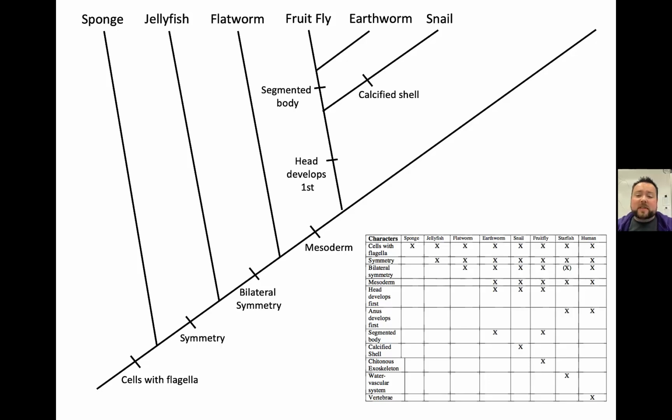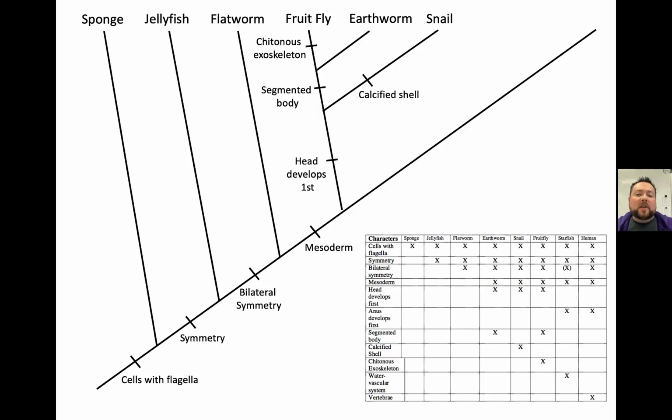But there are still some additional differences. So when we take a look at the earthworm versus the fruit fly, they both have segmented bodies, but in addition to a segmented body, a fruit fly has a chitinous exoskeleton. Now I'm going to pause here for a second. Some of you might be looking through that and thinking, I don't know what all of these words mean. I don't know what a chitinous exoskeleton is.